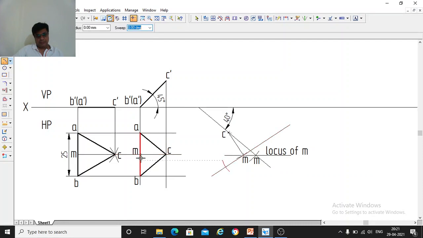Similarly, you measure MB and from the center M you draw an arc on this line. So this point will be B. So again you take your compass, measure MB, keep the center on M and draw the arc cutting this line. So this is point B, this is point A, this is point C, this is the median M. So this triangle I am drawing here now. Okay. So I will just zoom it.